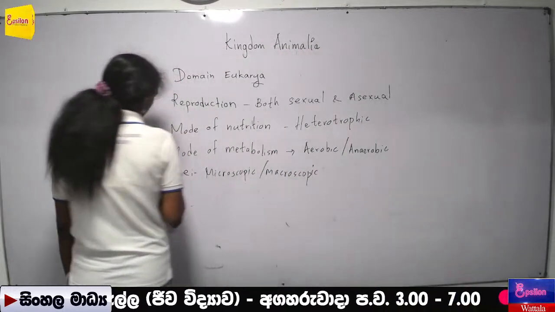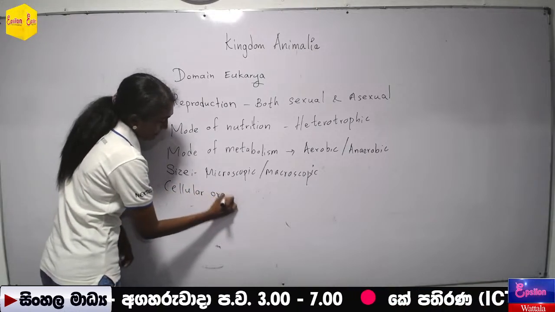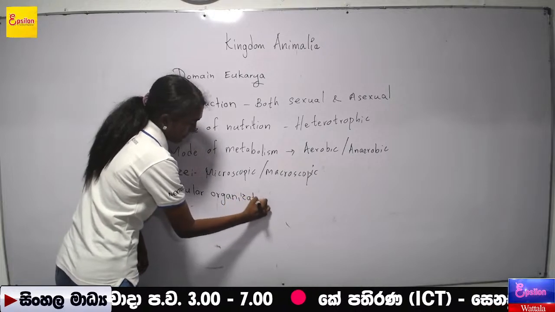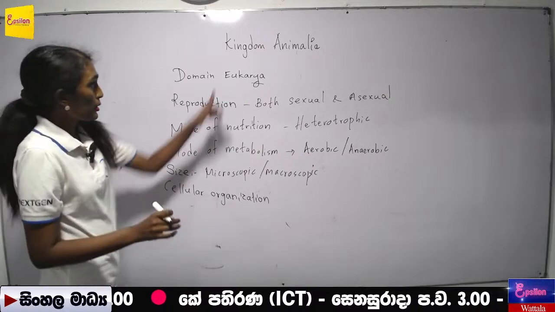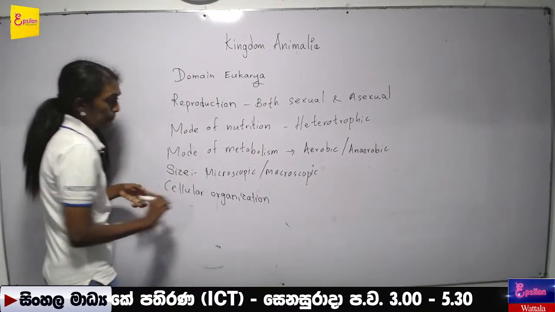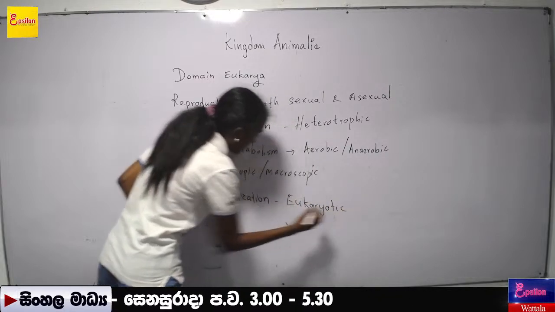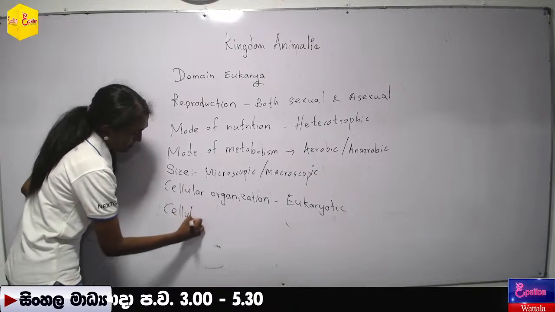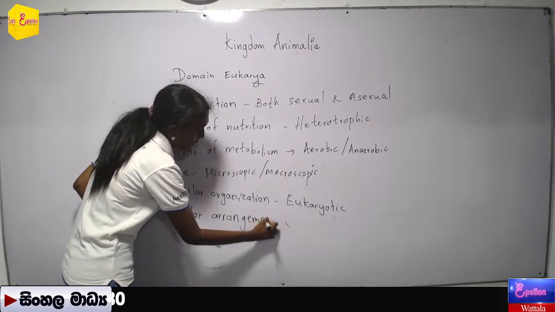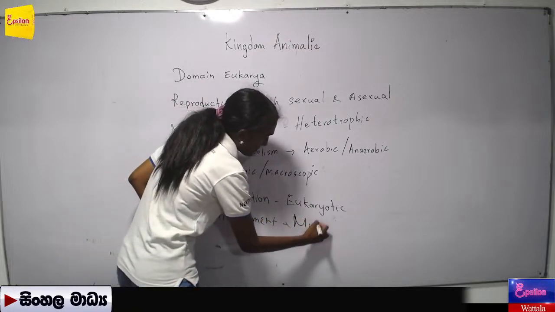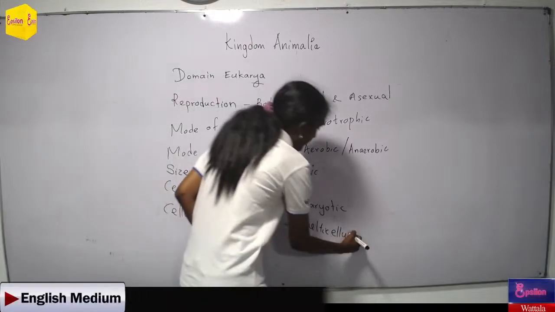Then what can we say about their cellular organization? What is the cellular organization? Eukaryotic. Yeah, I have written that. Anyhow, I'll write it again. Cellular arrangement: all are multicellular. I'll check whether I have given a table in your tute.